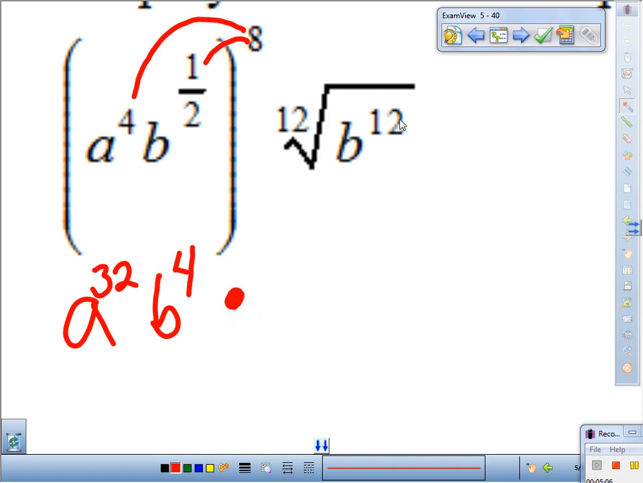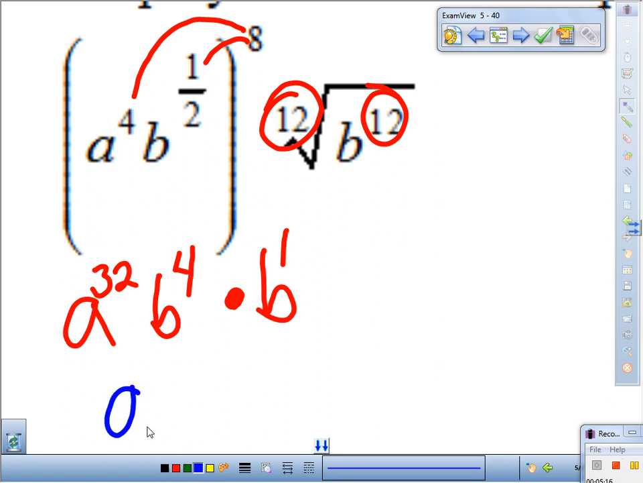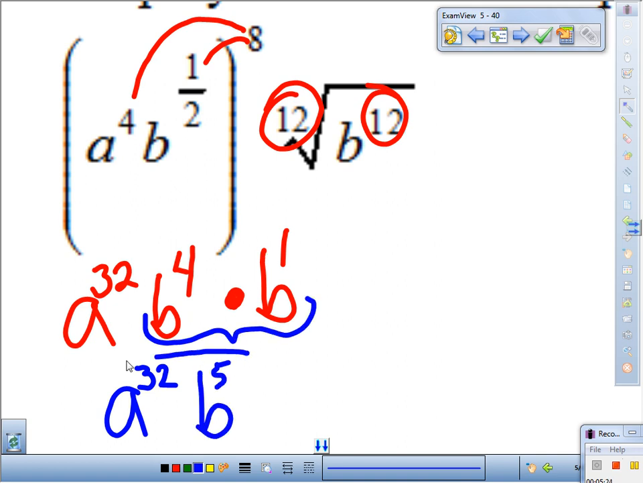And what do we know about exponents and indexes? They divide. Is that correct? What is 12 divided by 12? 1. Therefore, we bring this down, a to the 32nd. And these have the same base. What is 4 plus 1? 5. And so we got that. Okay, good.